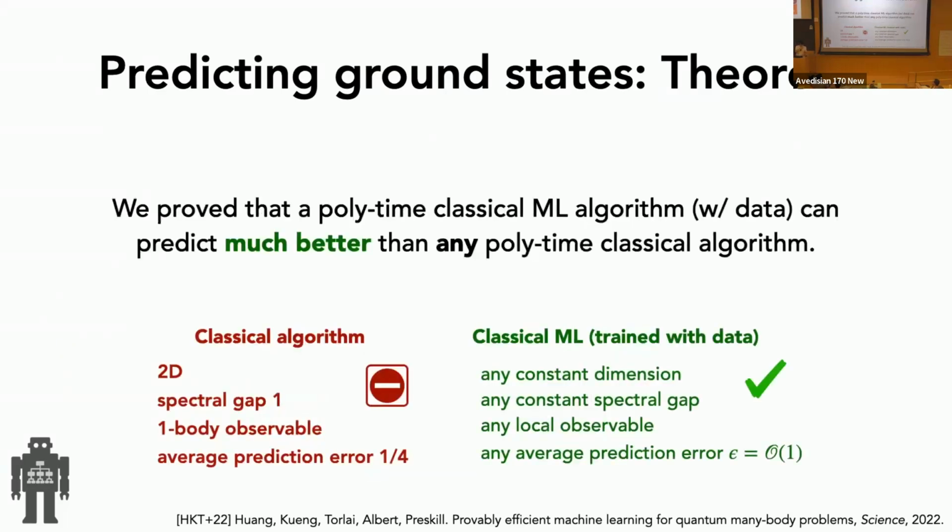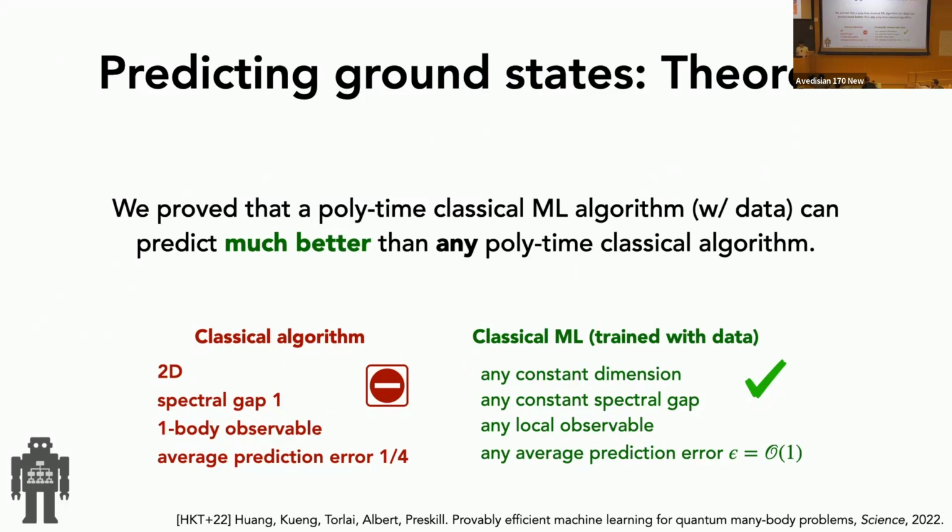So what this essentially shows is that polynomial time classical ML algorithms trained with data, note that this data itself can be hard to obtain from a classical algorithm, can predict much better than any polynomial time classical algorithm. That's essentially combining this proposition that I briefly mentioned and also this theorem that we proved.